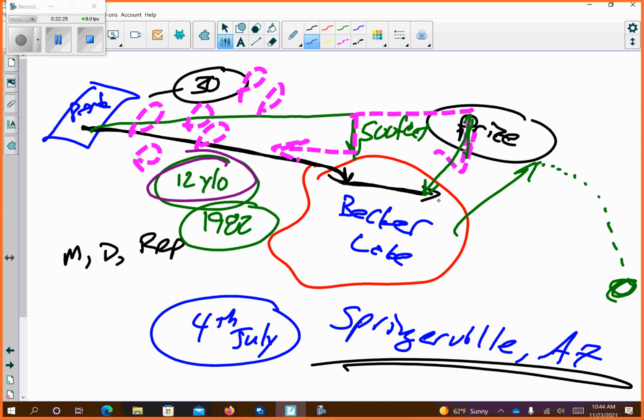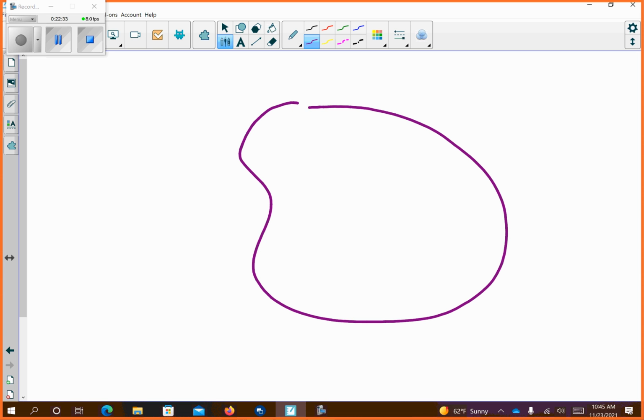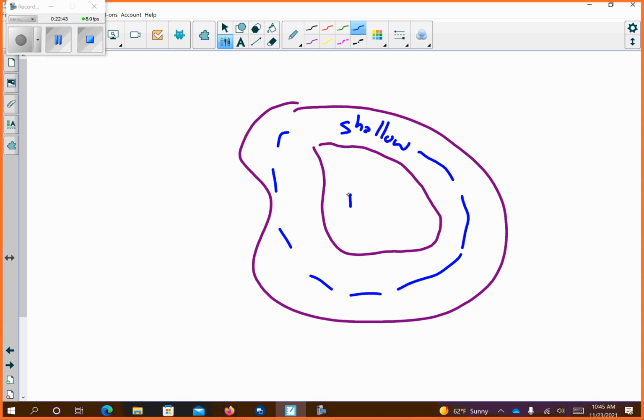I looked at the lady. I said, can you swim? She goes, no, not really. Well, as I look down at Becker Lake, I can see shallow all around here, deep. Basically I see the bottom of the lake versus not see the bottom of the lake.